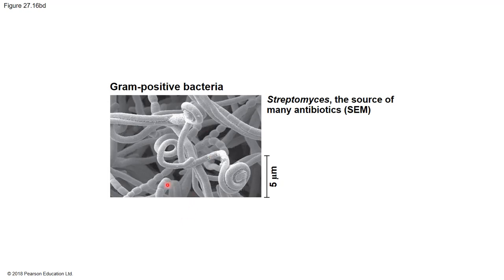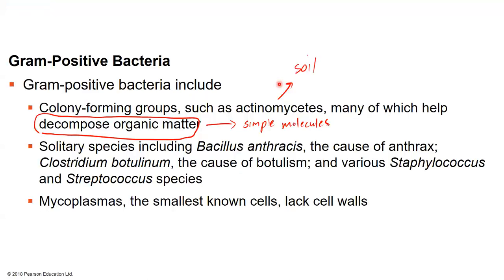This is an electron microscope image showing the spores or the filaments of a gram-positive bacteria called Streptomyces, which is a member of the colony-forming group called actinomycetes.